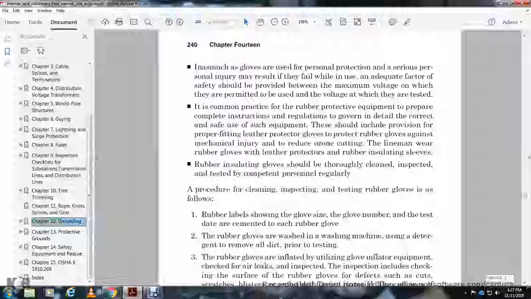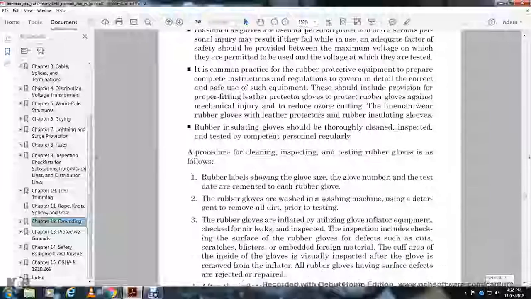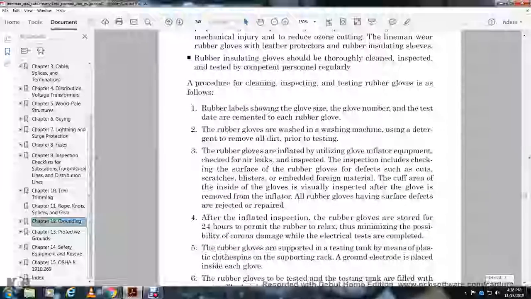The rubber insulating gloves should be thoroughly cleaned and inspected, and tested at regular intervals. The procedure for cleaning and testing rubber gloves is as follows. The rubber glove is labeled with the glove number and the test date. The rubber gloves are washed in a washing machine to remove all dirt prior to testing. The rubber gloves are then inflated, using the glove inflator equipment, to check for air leaks.